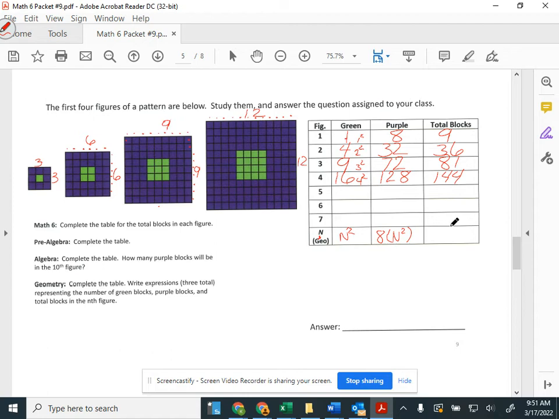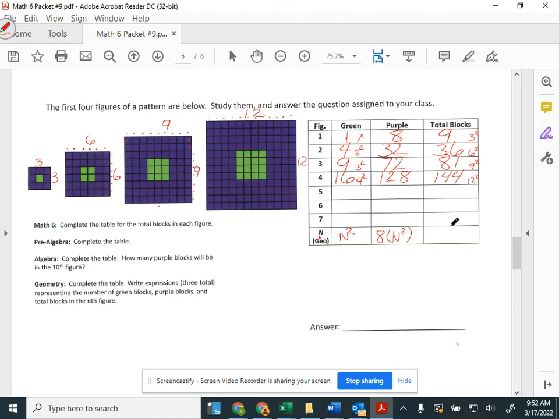Now let's look at my total blocks. 9, 36, 81, 144. They're still perfect squares. 9 is 3 squared. What is 36? 4 squared. No, that would be 16. It's 6 times 6 is 36. Next one 9. Oh, you're going up by 3 every time. 12, 15, hmm, 18. So I could find a rule for this.